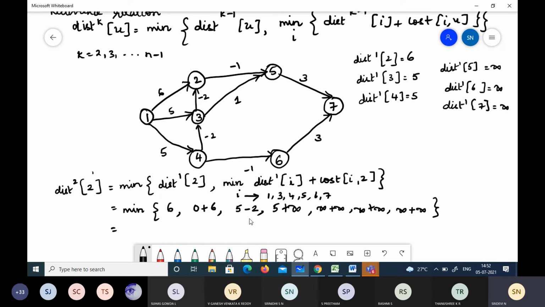Among these, we select the minimum. Check which is the minimum value among these: 6, 3, infinity, infinity, infinity, infinity. Which one should I select now? 3, ma'am. Yes. Did we get a shorter path when we placed 2 edges to 2? With one edge, the cost was 6. By placing 2 edges, we got the cost as 5 minus 2, which is 3. Are we moving correctly? Yes, this way we will just place edges.